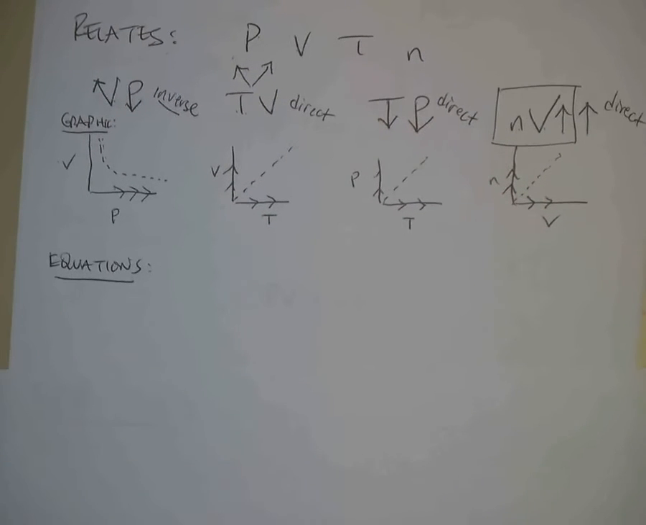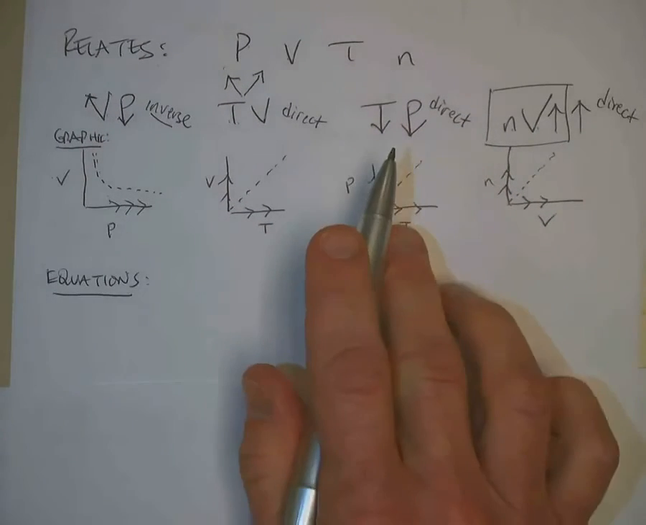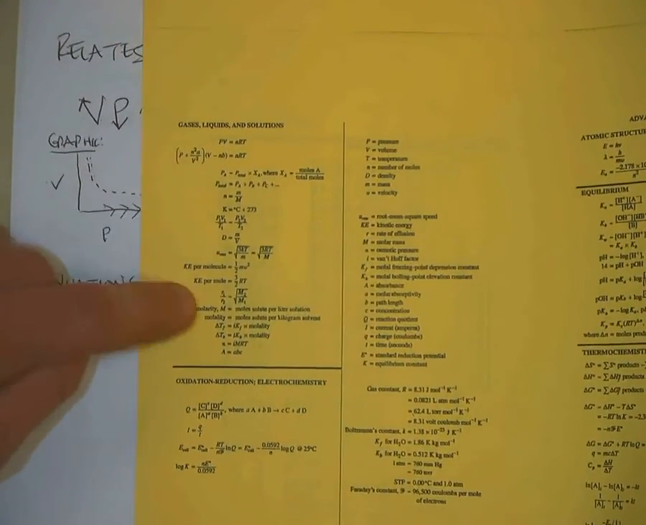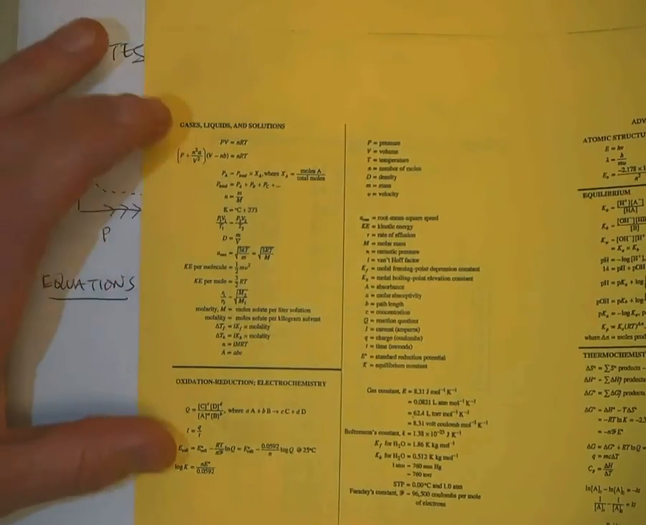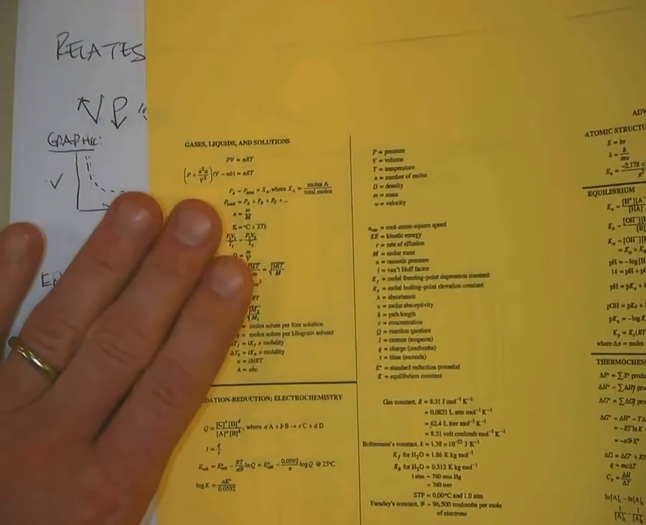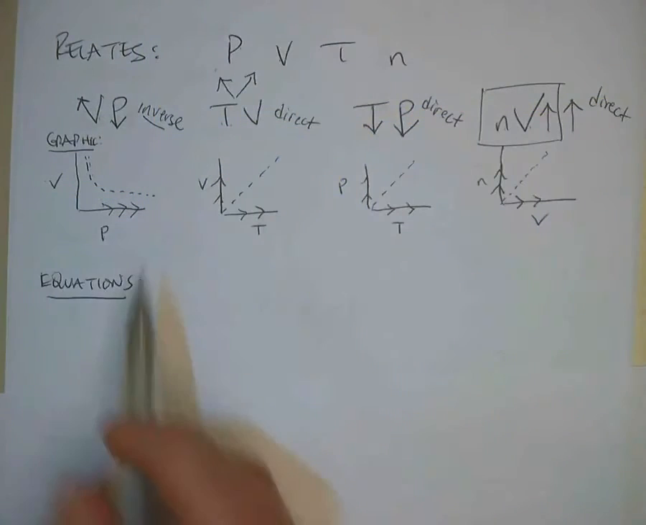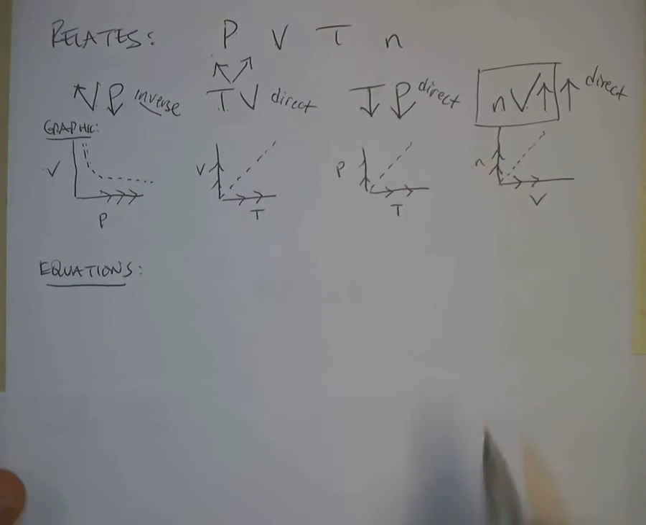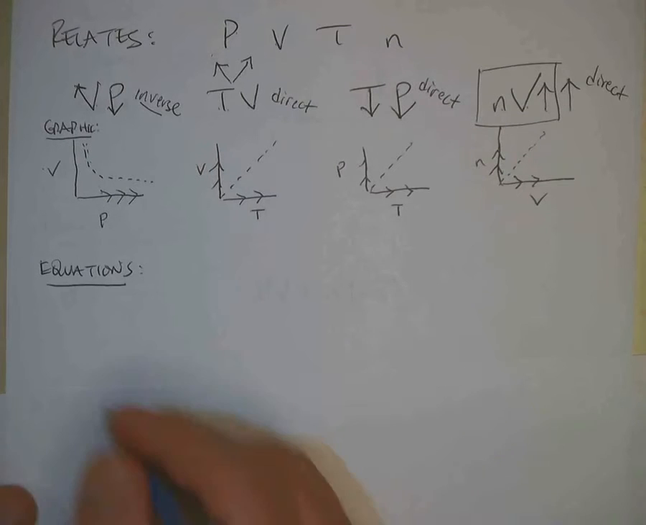Equations, ladies and gentlemen, relate all of these, and we're going to take a look at them on this paper, because this is the one that you get on the actual AP exam. We're going to look closely at them in just a little bit. Pause the video now if you don't have these in front of you, because we're going to talk about how volume, pressure, temperature, and number of moles of gas are related together in various equation relationships.